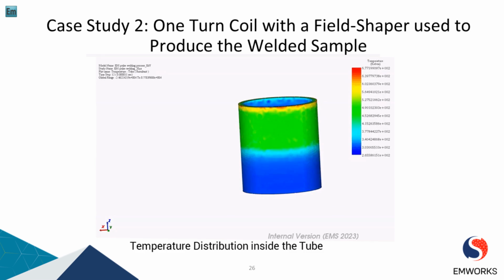Continuing with case study 2, let's visualize the temperature distribution inside the tube, a crucial aspect of understanding the welding process. The temperature distribution within the tube is fundamental as it directly influences material behavior and the welding outcome. The animation, which you can see here, provides a dynamic view of how temperature evolves within the tube during the welding process, highlighting areas of high temperature and potential material transformation.